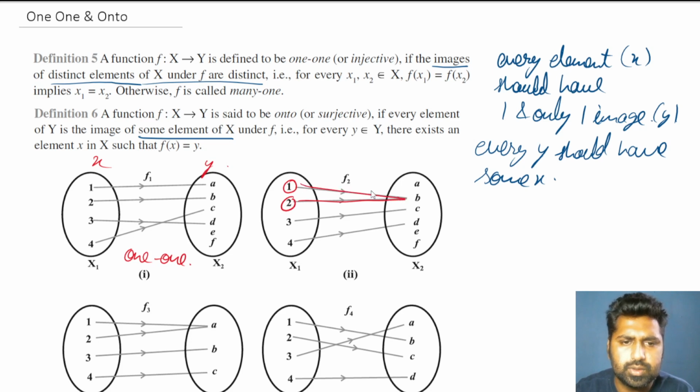Why we call this one-one is because every one element of x should have one element of y. Here many elements of x have one y. So there are two elements which have same y. That's not a one-one function, that's many-one.